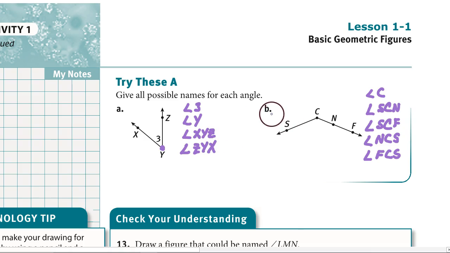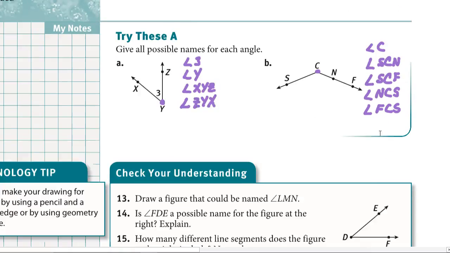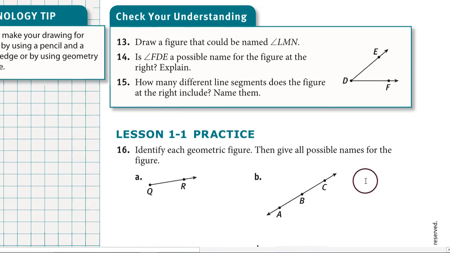For question B, this could be labeled angle C using only the vertex dot. This could be labeled angle SCN or SCF, NCS, or FCS. In every case of using the 3 letters, notice that it is the capital C in the middle letter. Moving on, here are some check your understanding questions, so I'll pause the video for you again to work on these.